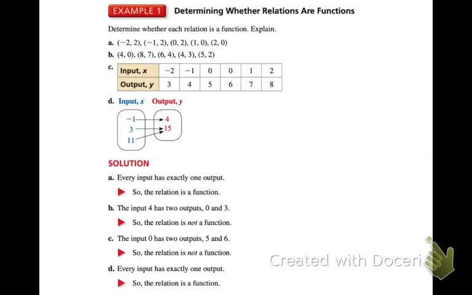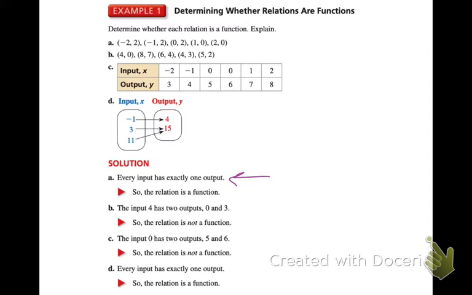Okay, so to start, determine whether the relations are functions. When you do this, you want to double check and make sure that each input is paired with exactly one output. So for A, the inputs are -2, -1, 0, 1, and 2. Since the inputs are all distinctly different, there's no repeating of the inputs, then it would be a function. It says right here, each input has exactly one output, so it's a function.